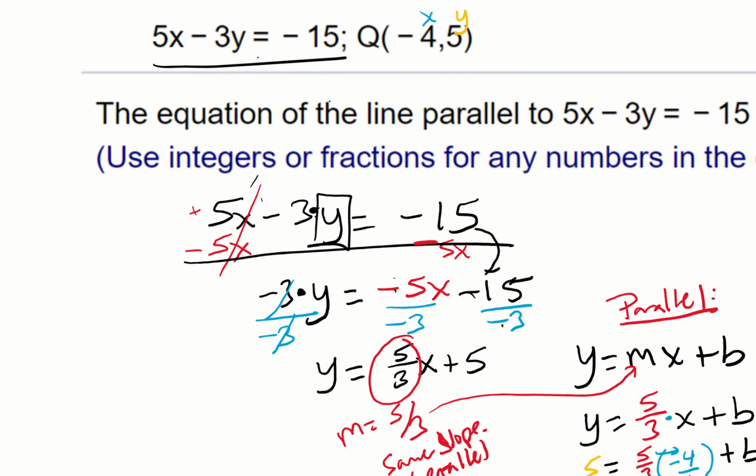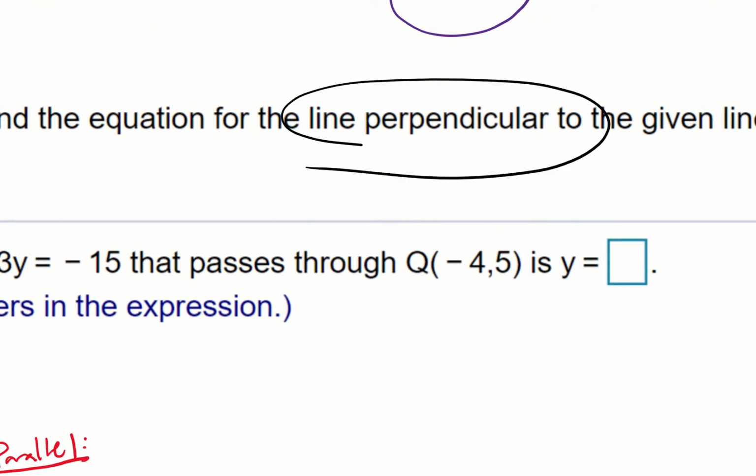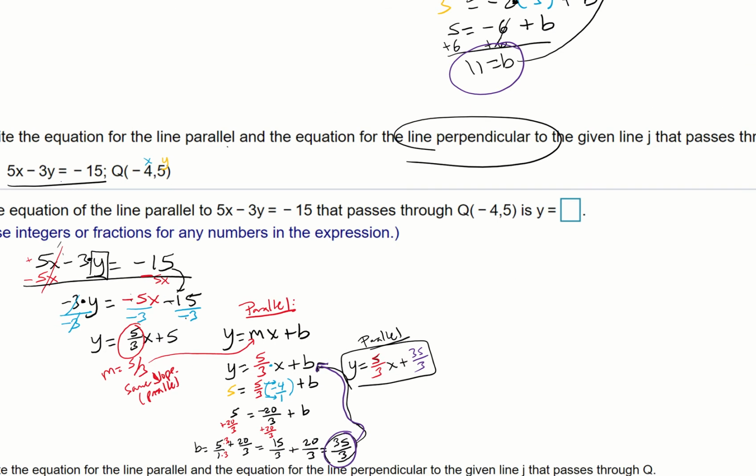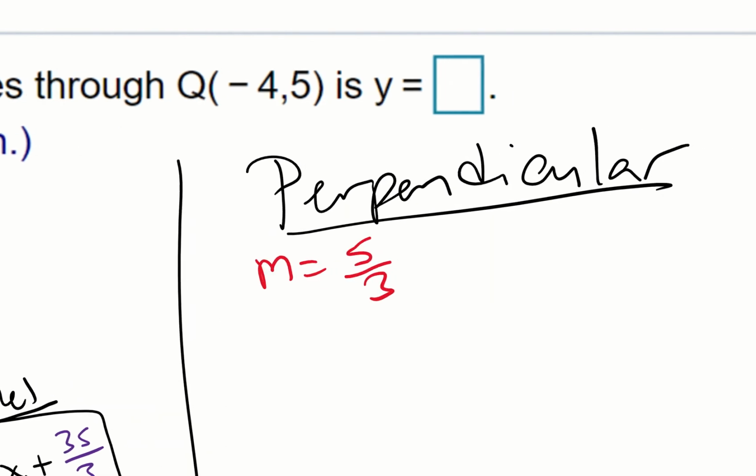What if I want the perpendicular line? Well, that's another whole story. Okay, so if I want perpendicular, the slopes can no longer be the same here. If I know that my original slope is 5 over 3, then my perpendicular slope has to be the flipped version of that with an opposite sign. Okay, so I have to flip the fraction. So now it's 3 over 5.